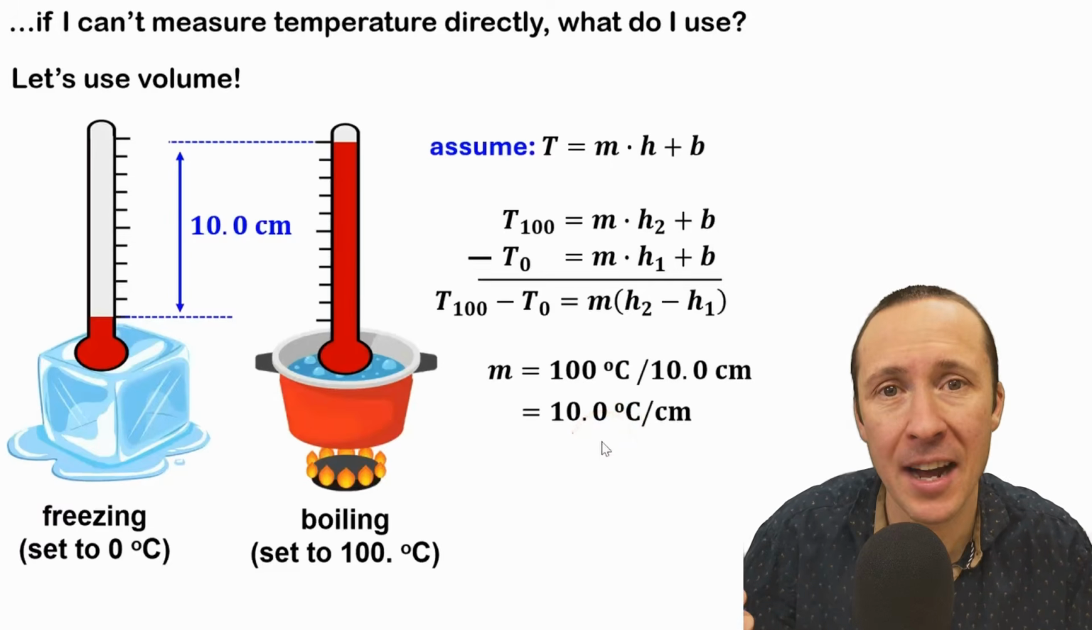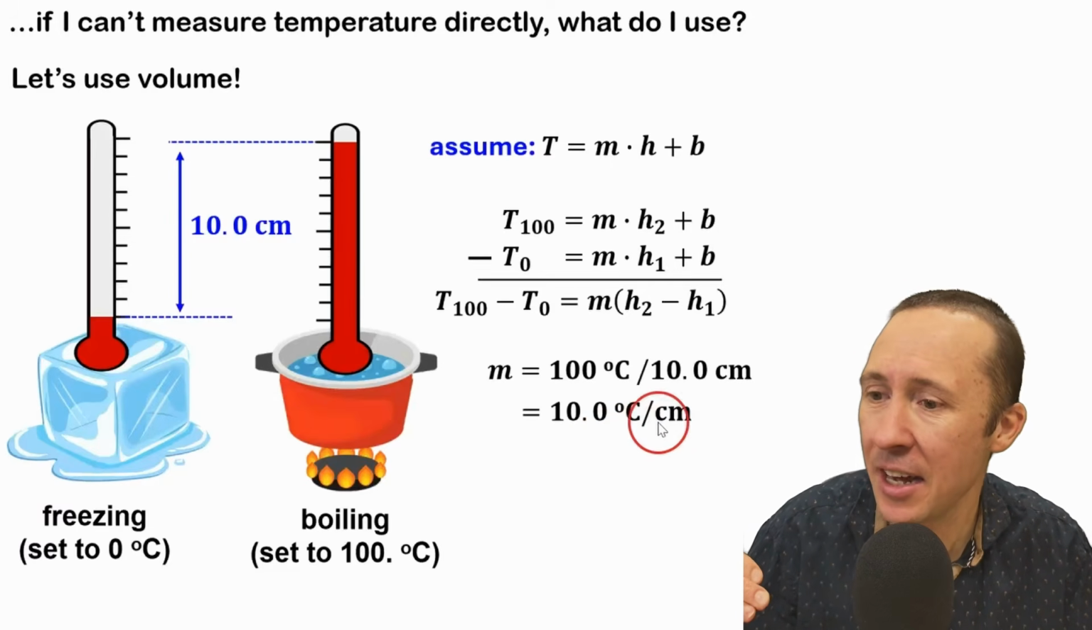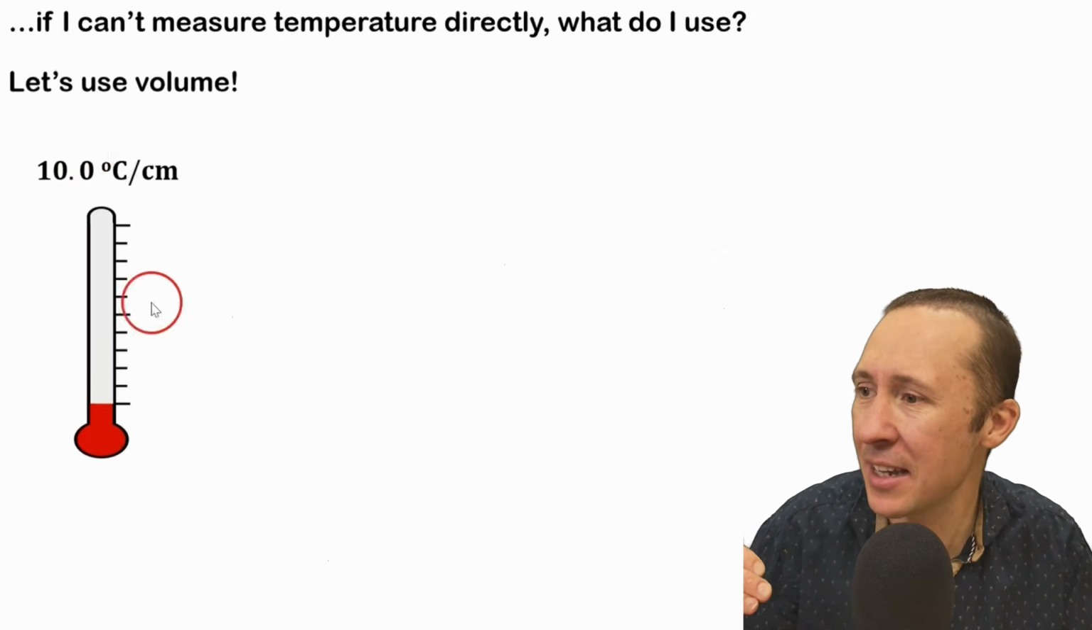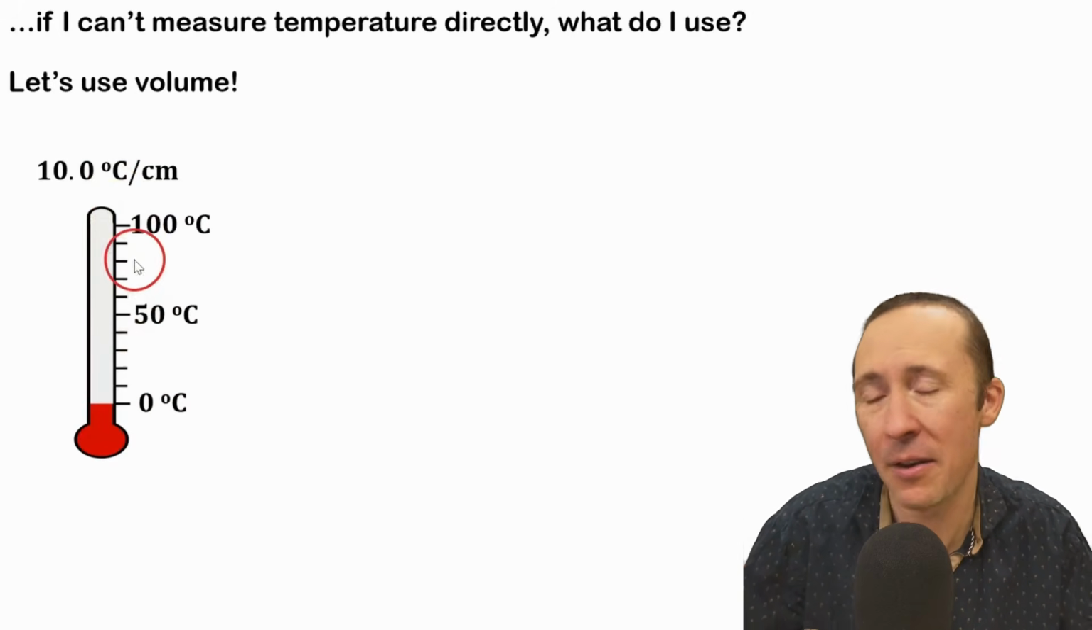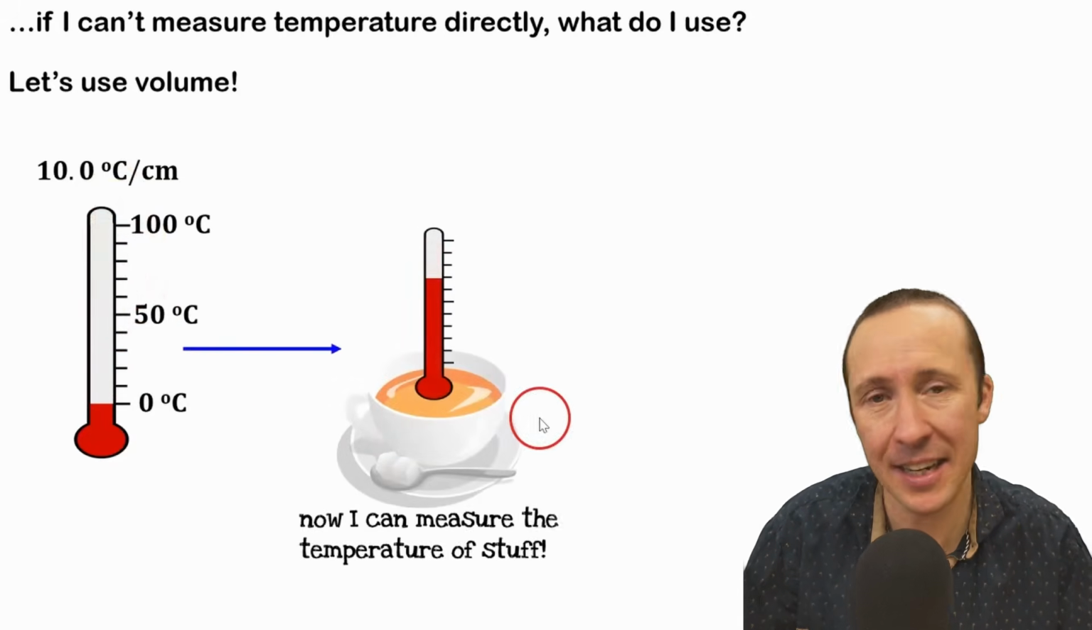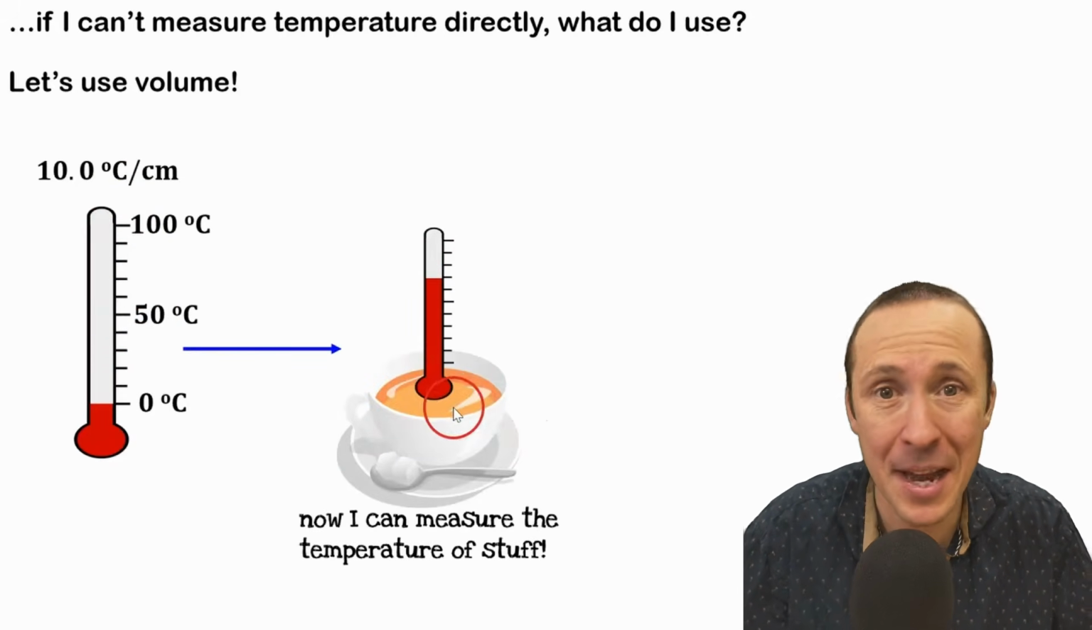So for every rise of 10 degrees Celsius, the height goes up a centimeter. So we can now take this and make gradation marks on our bulb, and we have now created a thermometer. We could go and stick it in stuff and measure the temperature of stuff.